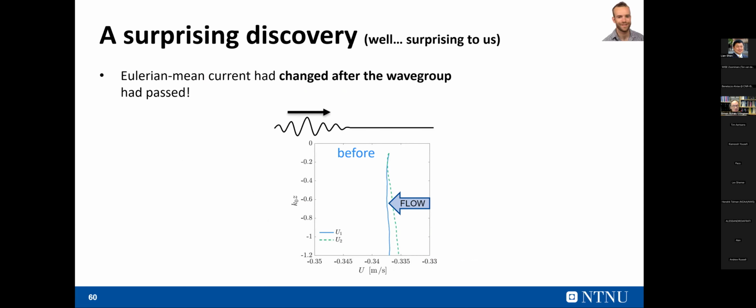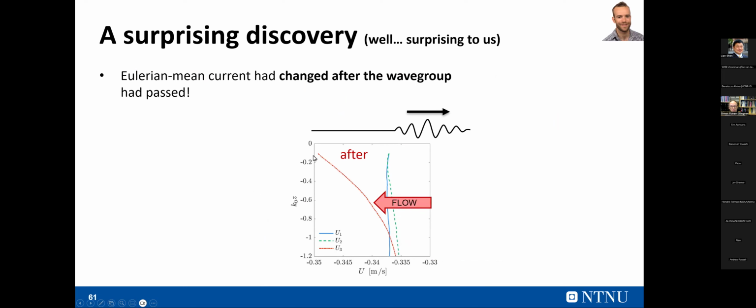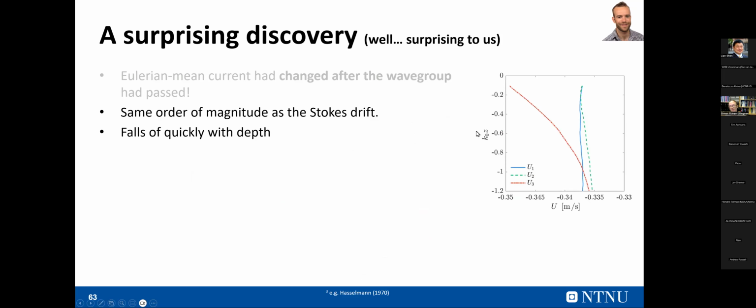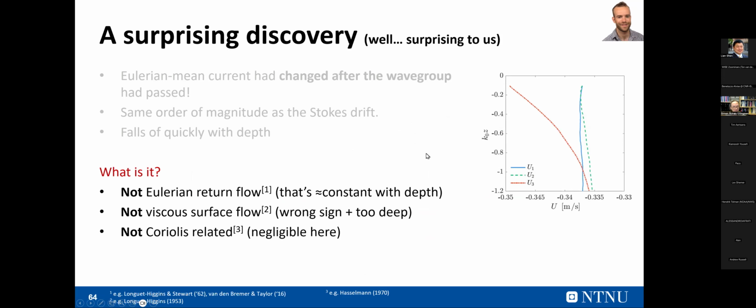So it started probably 4.5, 5 years ago, when Ben made a discovery in our data, which was surprising to us. The group of waves comes up and we measure the mean flow before, but then after the group had passed, the mean flow was different. It had changed in the opposite direction to the waves. It's roughly the same order of magnitude as the Stokes drift, a fair bit smaller, but still not insignificant. So what is this?